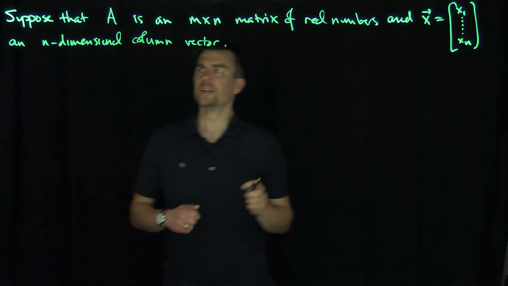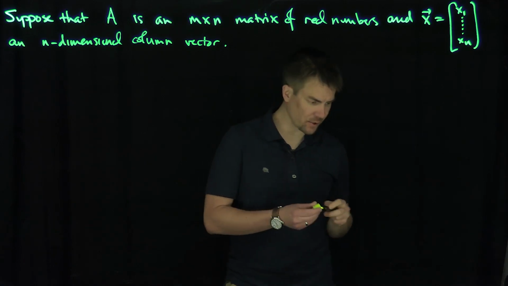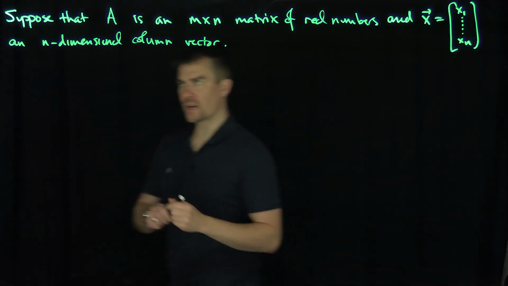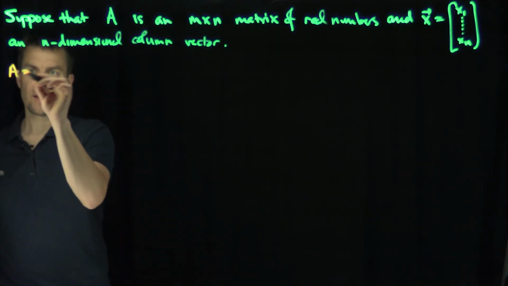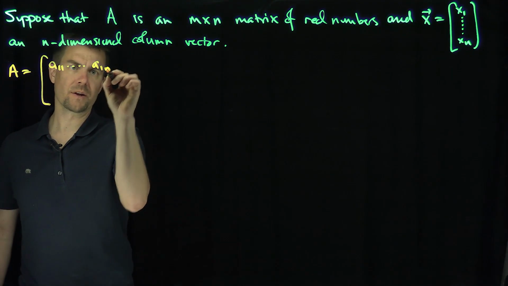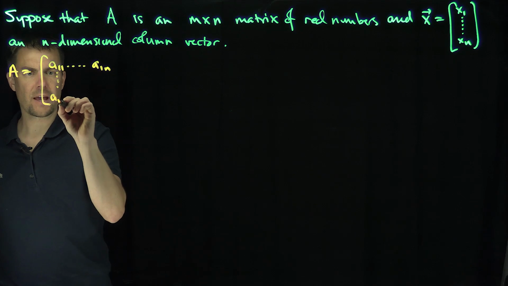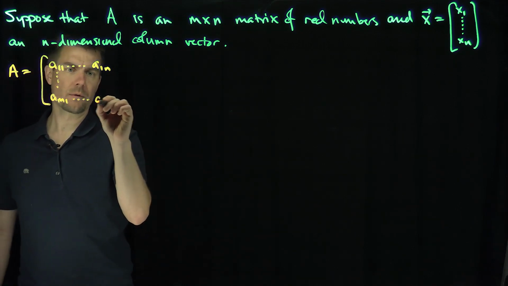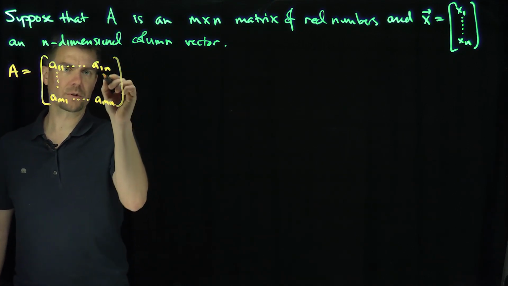Okay, so since A is an m by n matrix, let's write it out. So here's what A looks like. So A has the form A11 down to A1n, all the way down to Am1 through Amn. That's what our matrix looks like.